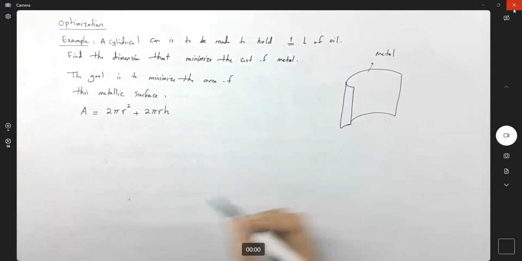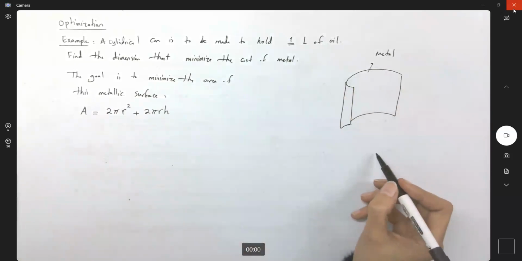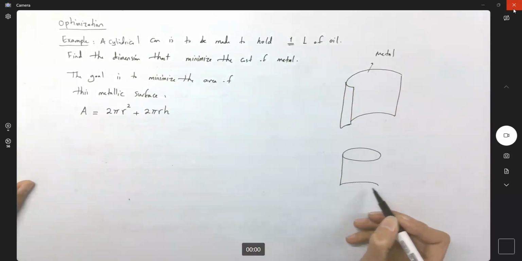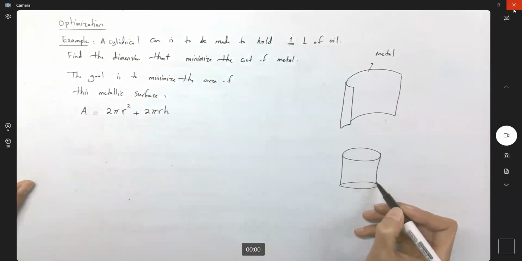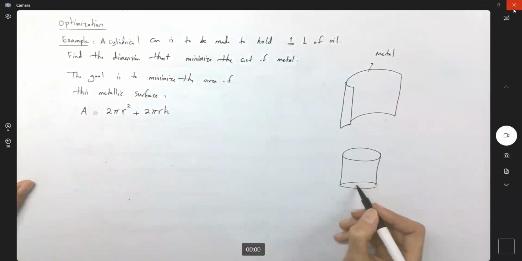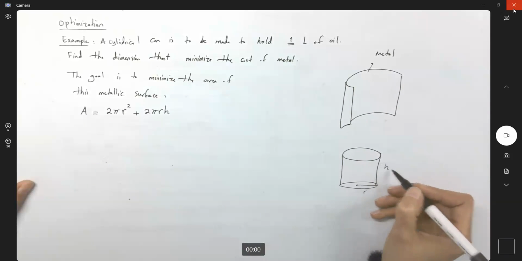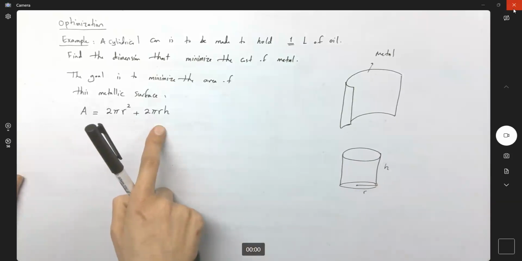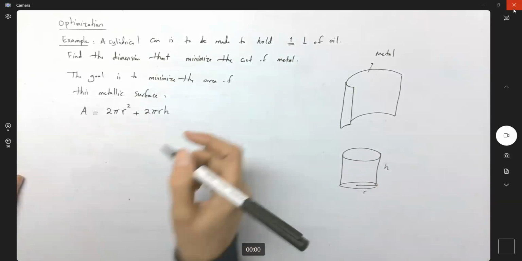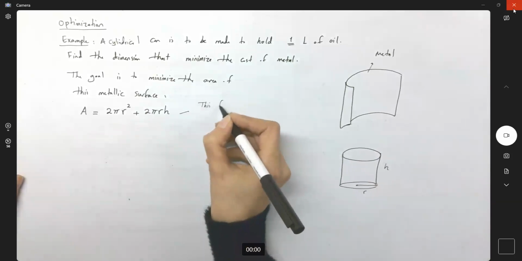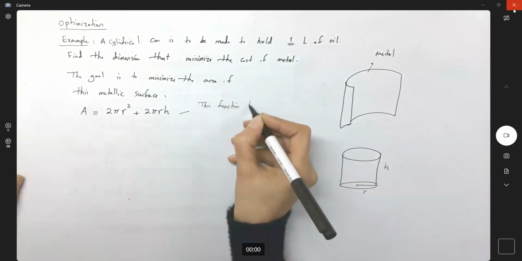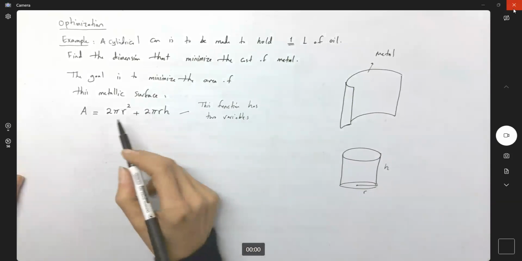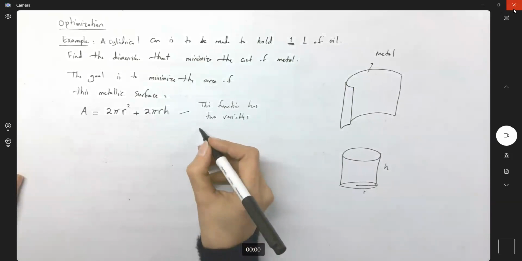Well, what is r? So remember that if you just fold this into a cylindrical can, it has a circular base with some radius, and it has a height. This is your radius, and this is the height. Our goal is to minimize this function. Well, this function has 2 variables. We need to get rid of one of these variables.